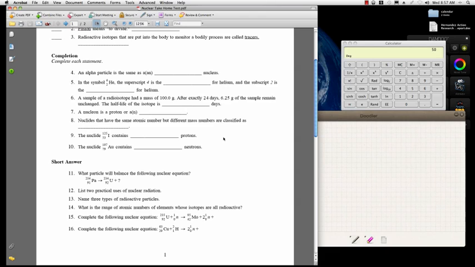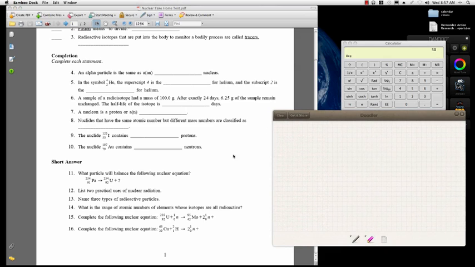All right, number 6 is a small problem solving. It says here we start off with an original amount, which is equal to 100 grams. 24 days goes by, so t is our 24 days. And after 24 days, what's left over is simply 6.25 grams.